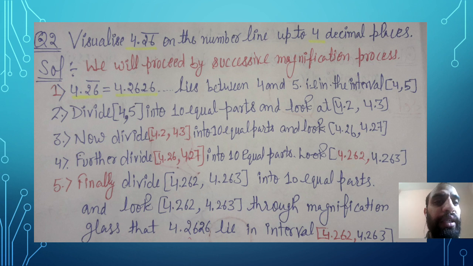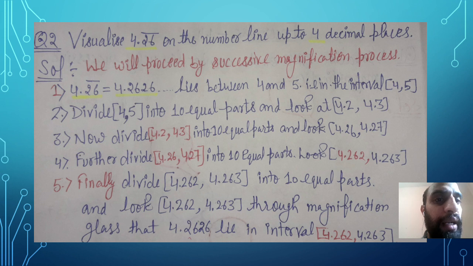That's the second question. Visualize 4.26 bar on a number line up to 4 decimal places. It is a very important case, my dear student. Here you need to keep in mind how many places. It is 4 places, and 4.26 bar is not in simple form. First we need to convert it into a simple form.